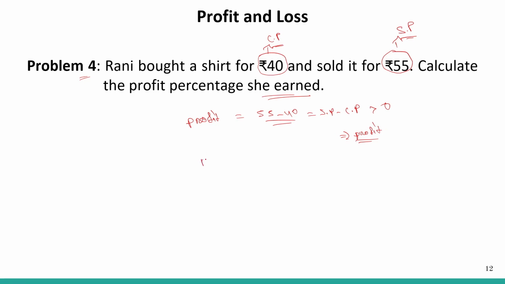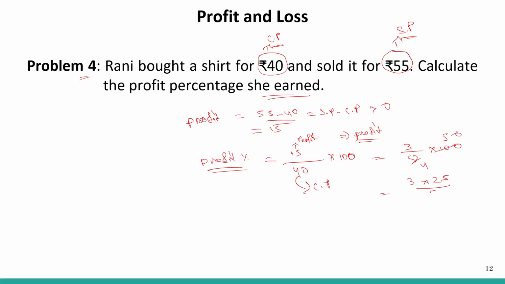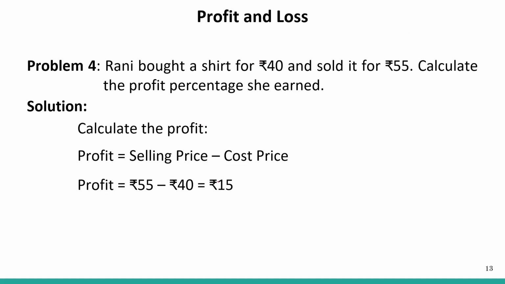So now to calculate profit percentage, we will use that formula. So profit percentage will be equal to 15 by 40 into 100. You will say how? Because 15 is the profit amount, and this is CP, and this is multiplied by 100. So profit by CP into 100 is equal to profit percentage. So it will be 3 by 8 into 100. So this will be 50 by 4, which is 3 into 25 by 2. So this will be 75 by 2.